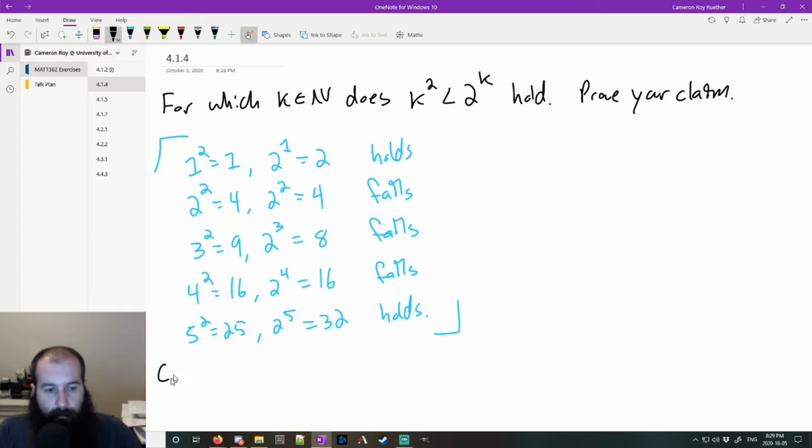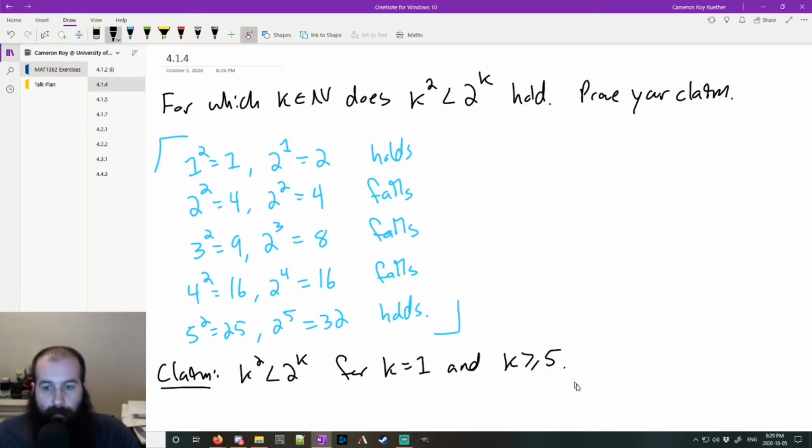So our claim is that k squared is strictly less than 2 to the k for k equal to 1 and k greater than or equal to 5. And now we can prove this by induction.